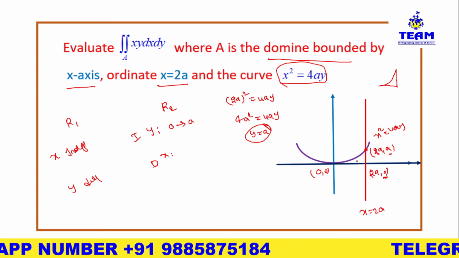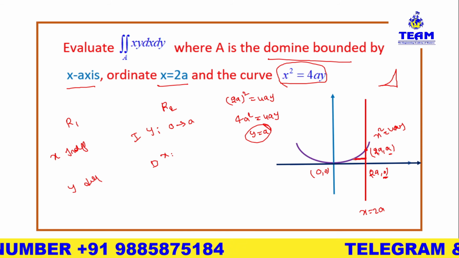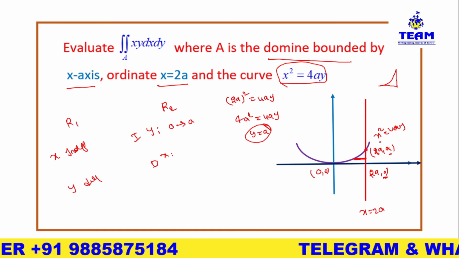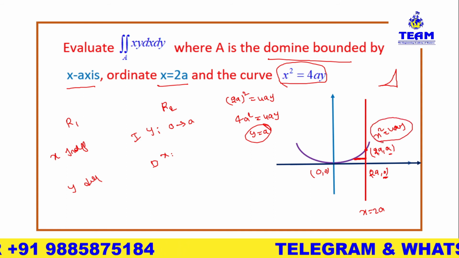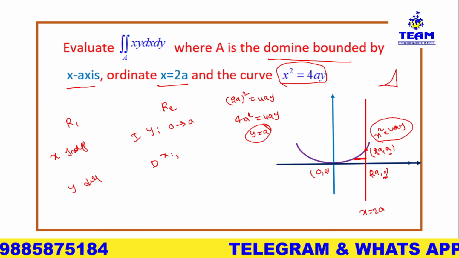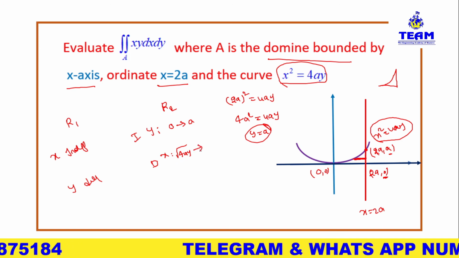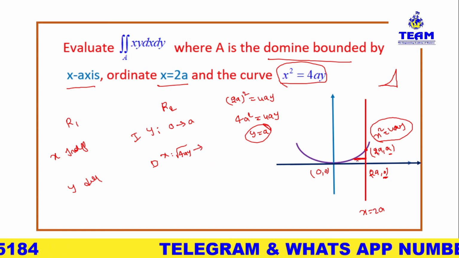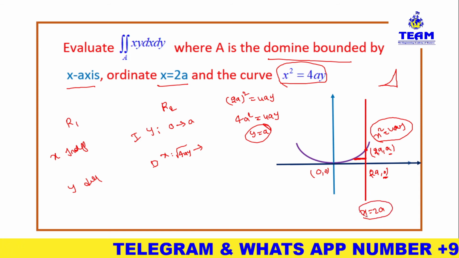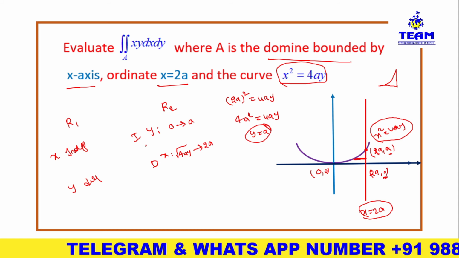Next I want the x value. So draw the strip which is parallel to the x axis. So this is the strip friends, parallel to the x axis. On the left side it is touching the parabola. What is the value of x if it is touching the parabola? x square is equal to 4ay you have. So x is equal to root of 4ay. You can also write 2 root ay. Both are the same. Next one, upper limit. Upper limit means the right side where it is touching the straight line. What is the straight line name? x is equal to 2a. Now I did y as independent, x as dependent.